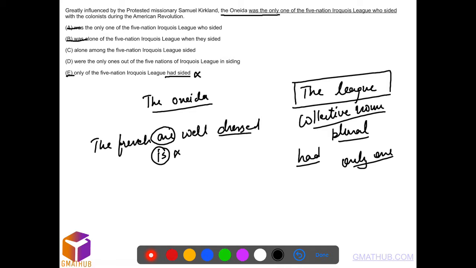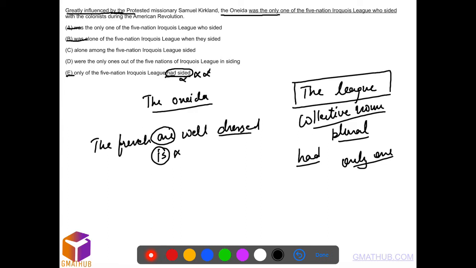I mean, you might argue that greatly influenced is also a second event, and two events are happening. Even if we assume this is the second event, now what is happening earlier? The influence is happening earlier, so we can't use had sided for this. The league sided with something that is not happening earlier, that happened later. So any which way, had sided would be wrong.